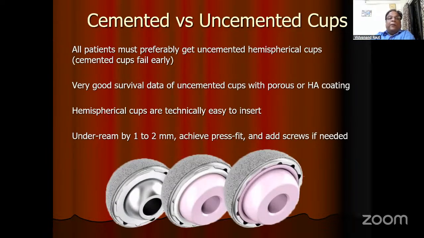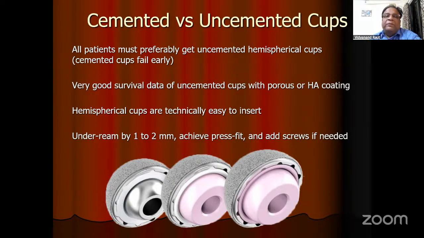Let's now go to the cups. As I mentioned at the beginning of the talk, all patients must preferably get uncemented hemispherical cups, because there is proven data to show that cemented cups, even if the cementing was done very meticulously, fail in 5 to 7 years. So the midterm results are not good and they come up for revisions. Hence, your choice must be to always use an uncemented hemispherical cup of any company.